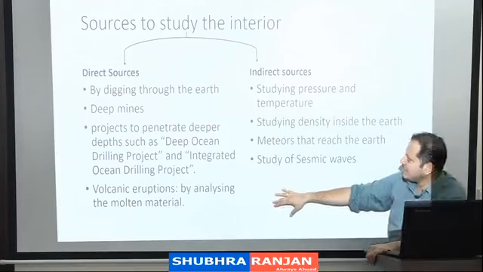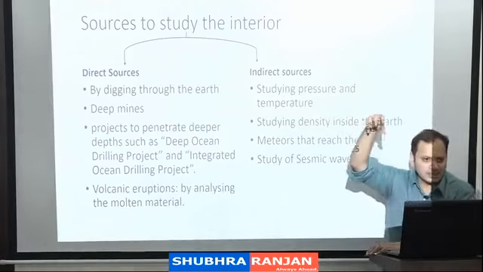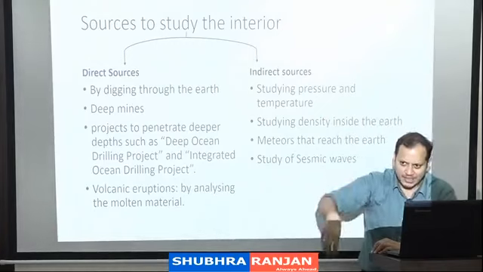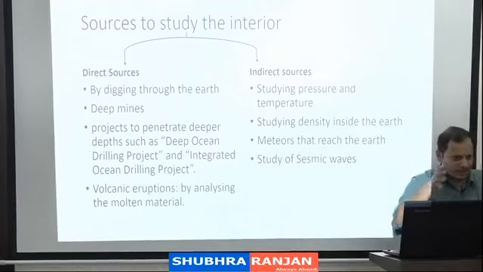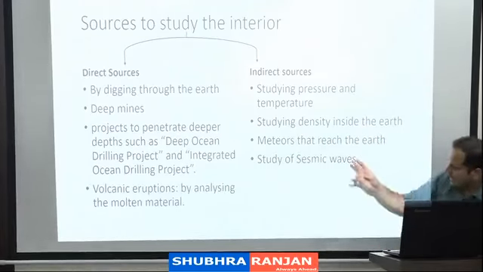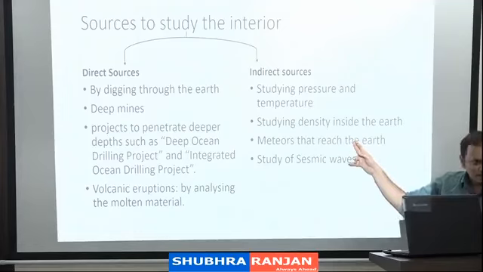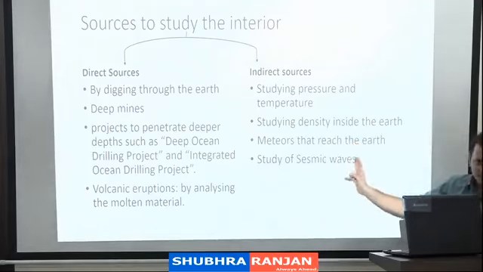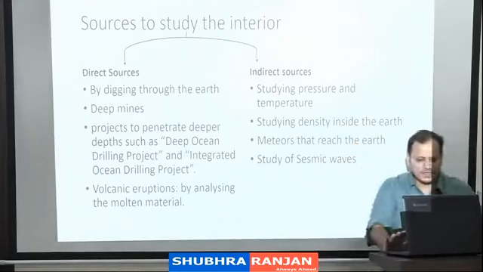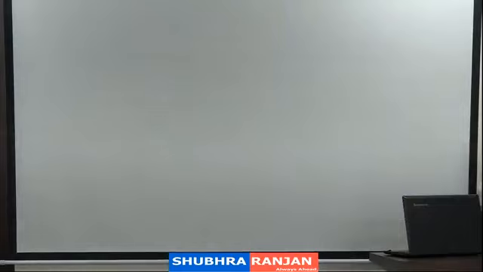But there are some indirect sources such as studying the pressure and temperature. We already know now that the temperature and pressure goes on increasing as we go deeper. Studying the density of the earth, we know that density also increases, and meteors that can reach the earth. Why meteors that reach the earth? Because we study the core of a meteor and then we come to a conclusion, and the study of the seismic waves. Fine with this? Then direct sources.